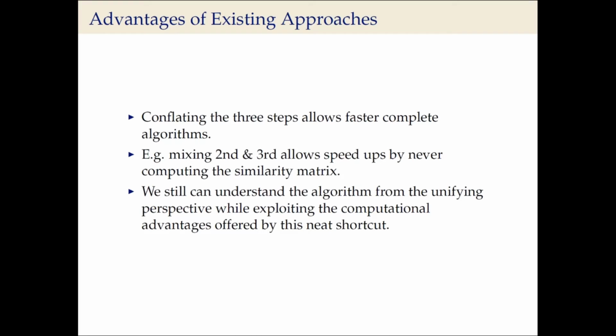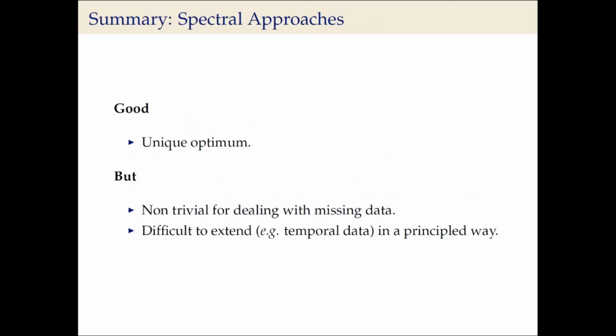So mixing steps 2 and 3 allows for speed ups by never computing the similarity matrix itself. You can still understand the algorithm, though, from the unifying perspective while exploiting the sort of computational shortcuts that take from these shortcuts. Okay, so that's it.